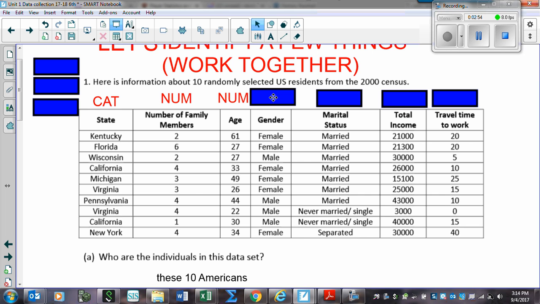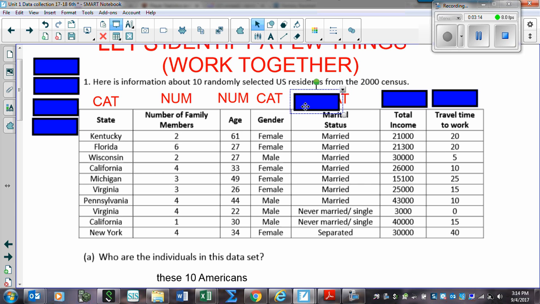For gender, categorized male or female. Sometimes it would be like 1 for female, 2 for male. But even if it's expressed as a number, we know that it doesn't make any sense to take the average of that. So that's categorical. Marital status: married, never married, separated. Again, you're saying what bucket you're in, how you're categorizing yourself. Categorical data.